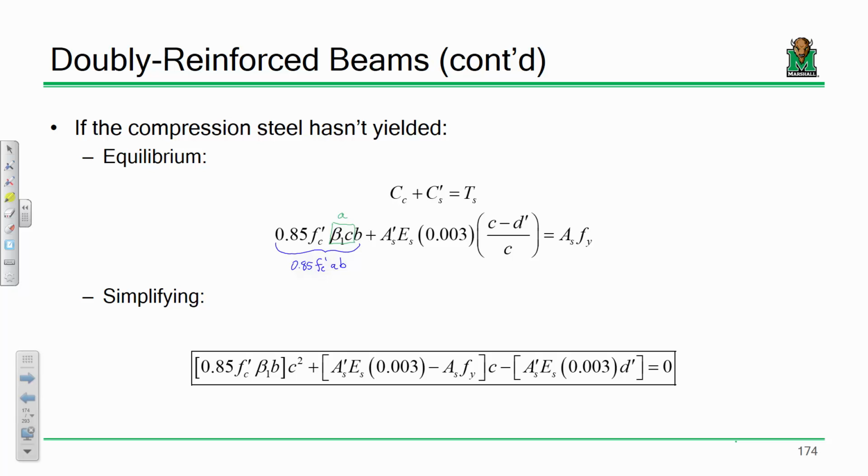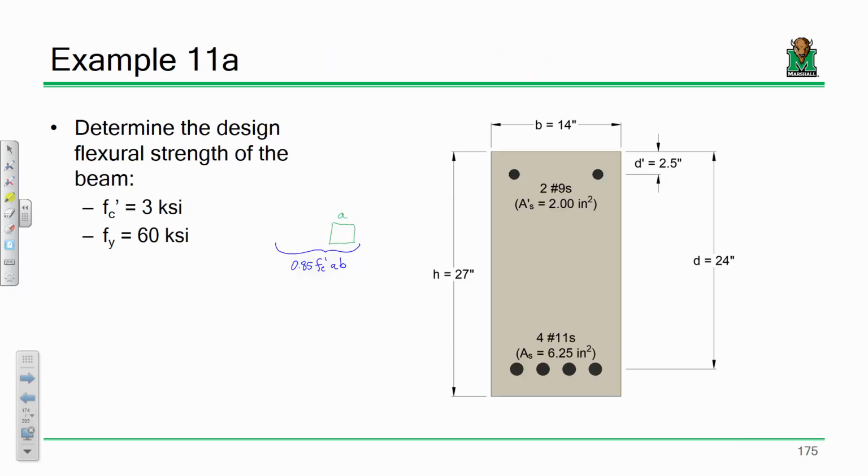So you end up having a quadratic equation where you have to figure out where the neutral axis is such that C equals T. That's only the case if the compression steel has not yielded. If it has yielded, the problem gets real easy real quick. So it's just something to keep in mind. Let's do a couple of examples to try and illustrate what's going on here.